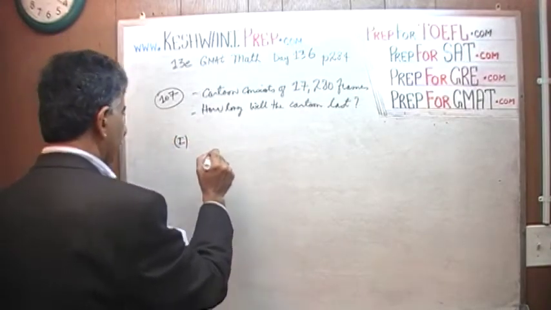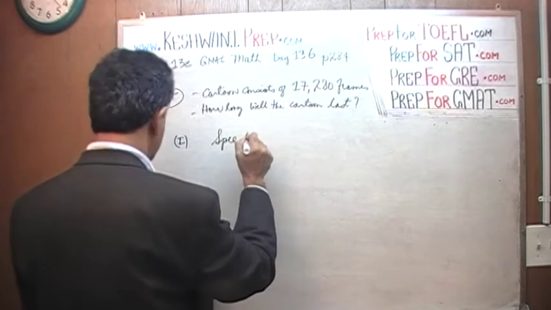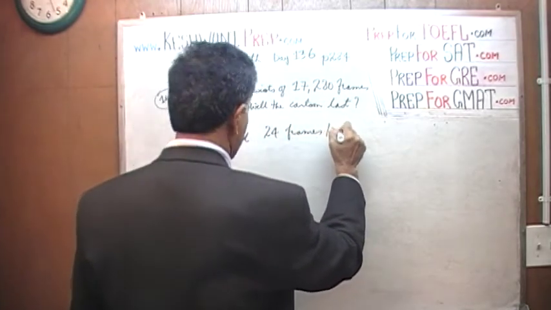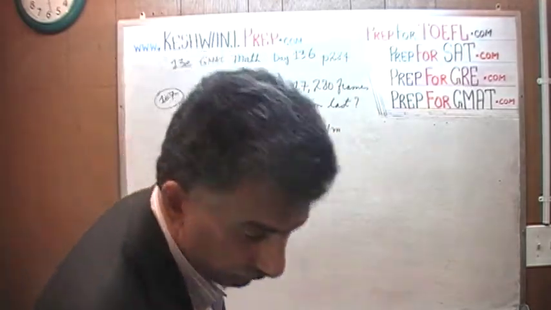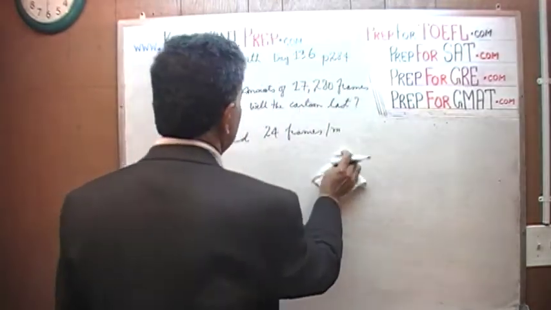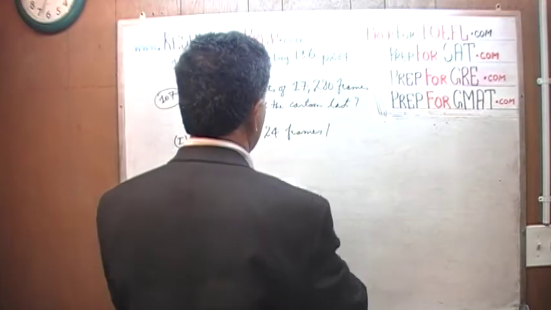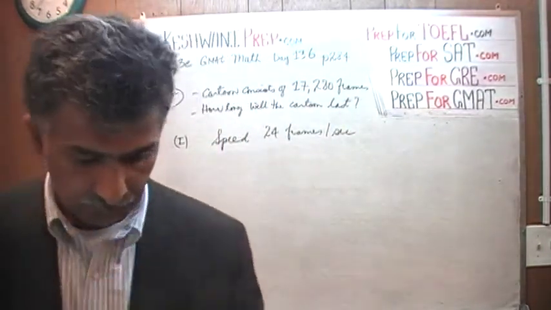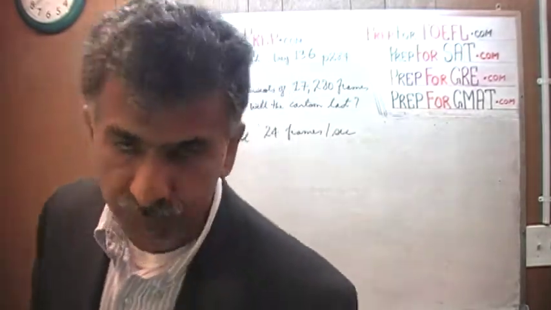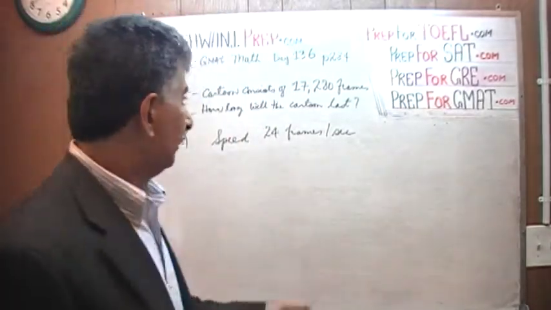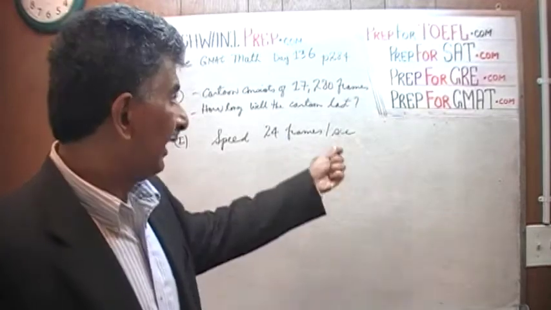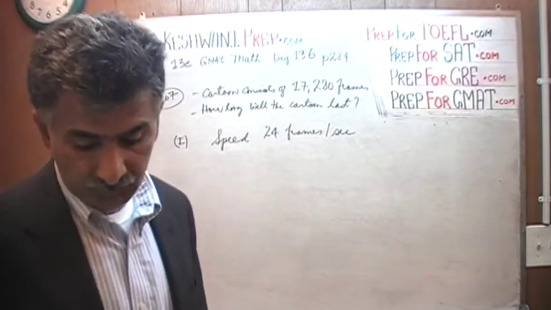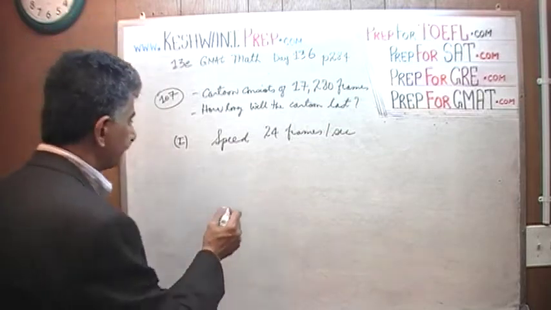The first statement tells us that the speed of the film is 24 frames per second, not per minute. Well, that should be sufficient. If we know that it consumes 24 frames in 1 second, we have this many frames, we just divide that quantity by 24 and we'll figure out how many seconds. Once we know how many seconds, we'll figure out how many minutes. So let's do it, shall we?